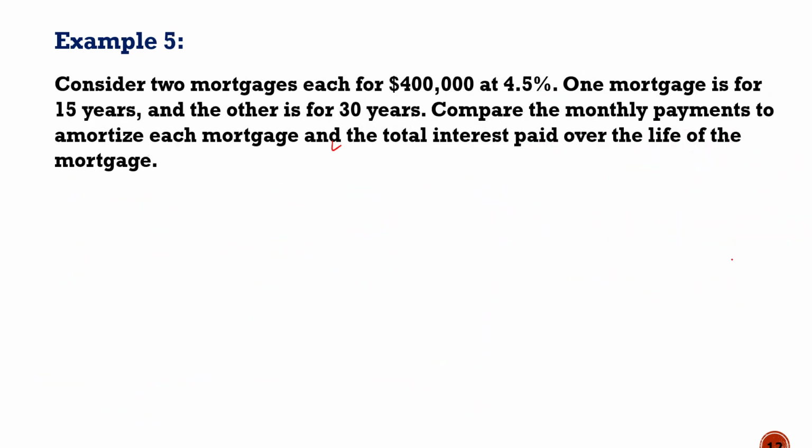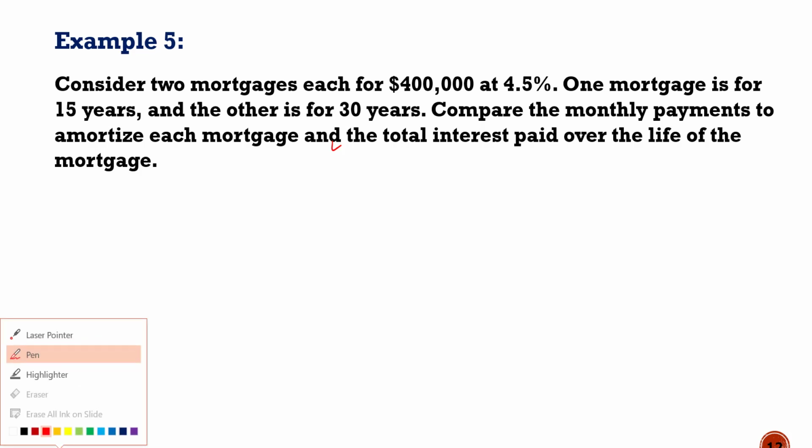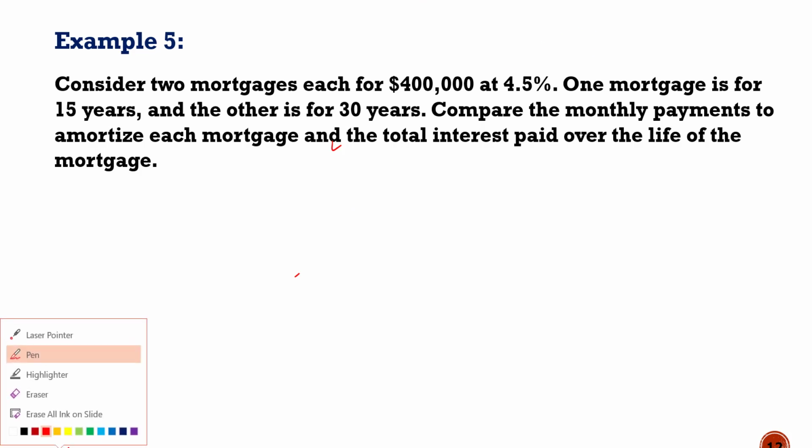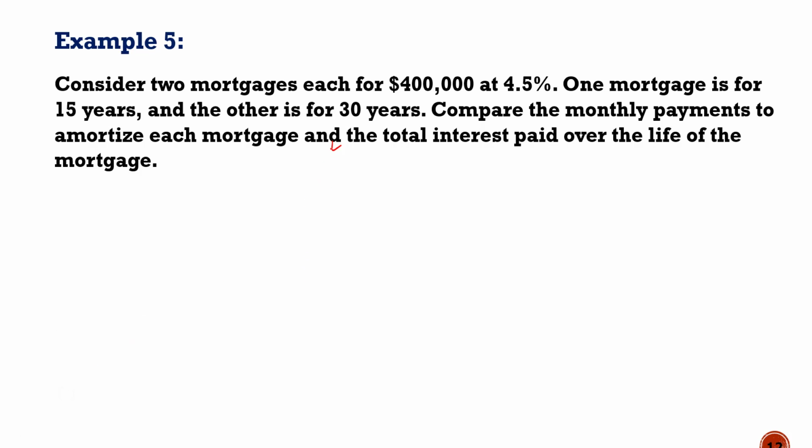Now, consider two mortgages, each for $400,000. One mortgage is for 15 years, the other is for 30 years. Compare the monthly payments in this case, and we're going to figure out each one of these. Compare the monthly payment to amortize each mortgage, and then the total interest paid over the life of the mortgage. We're going to consider the 15-year mortgage.